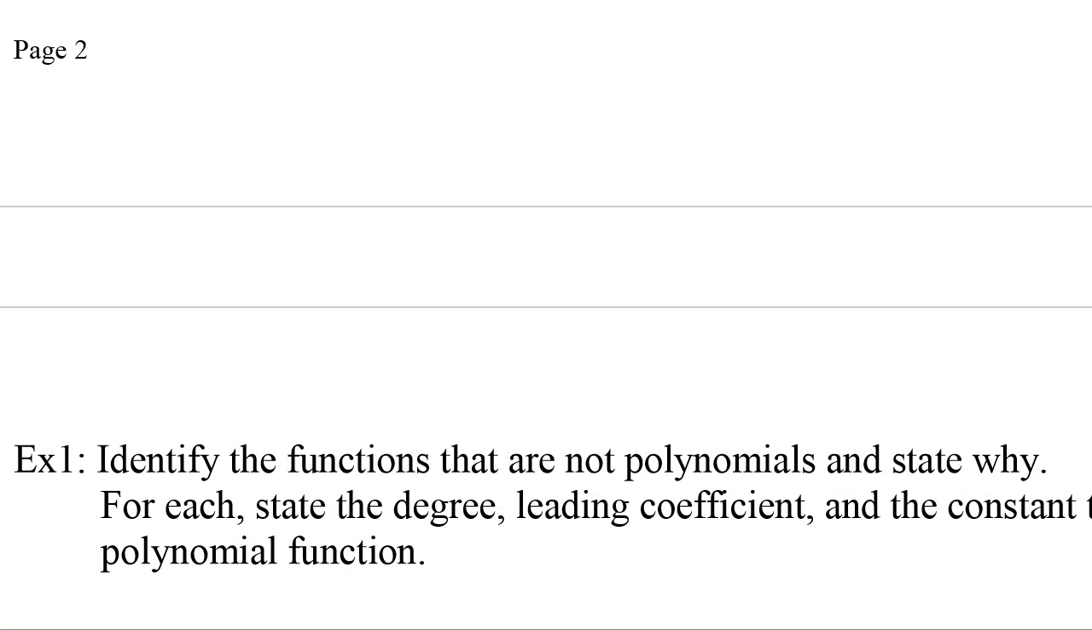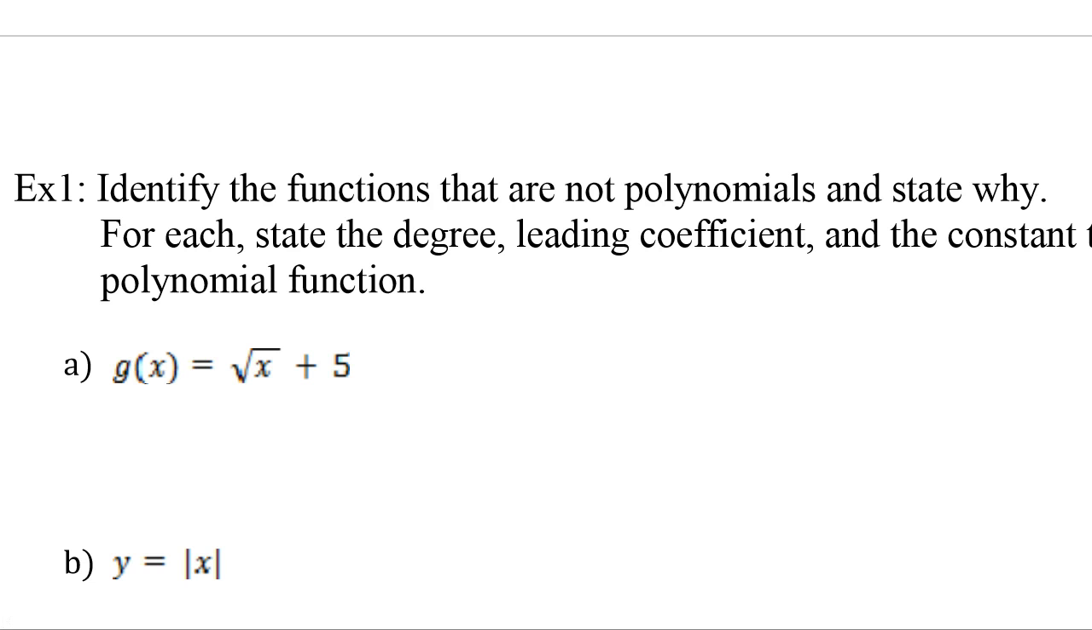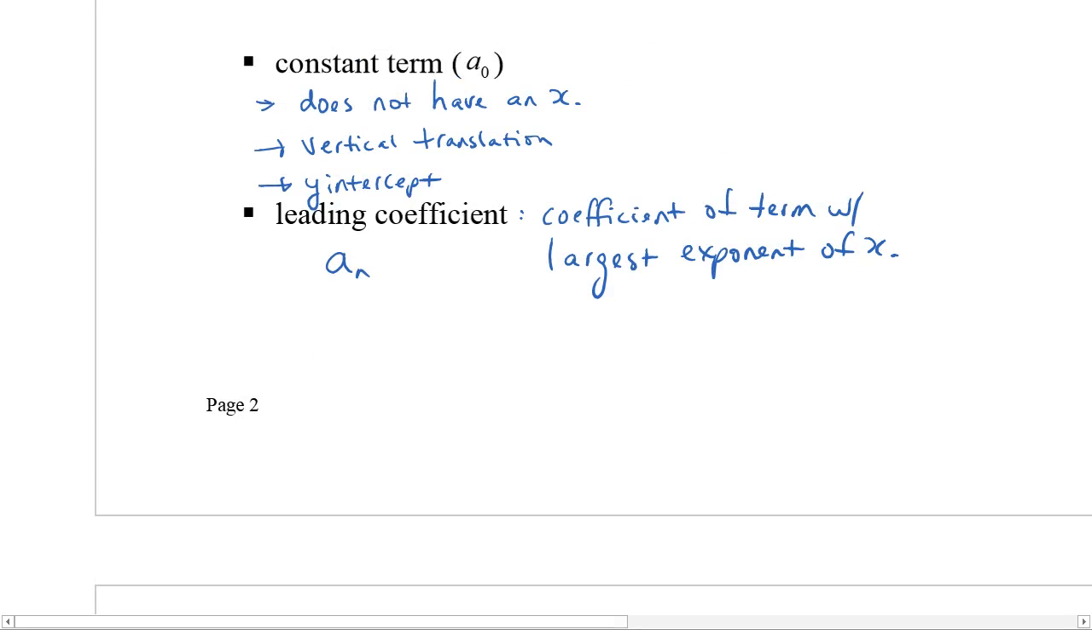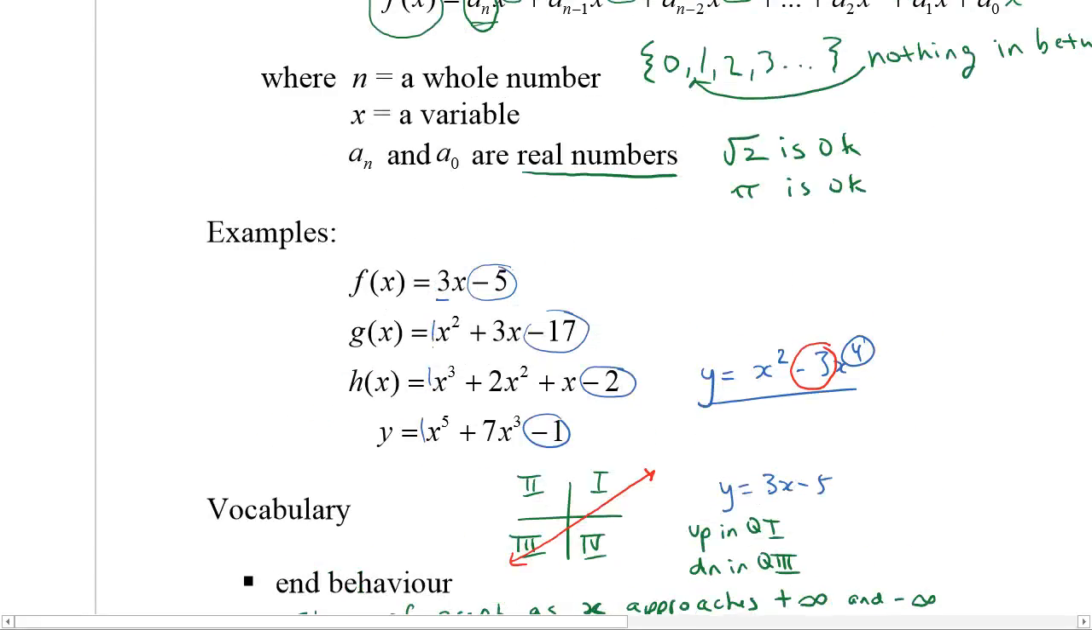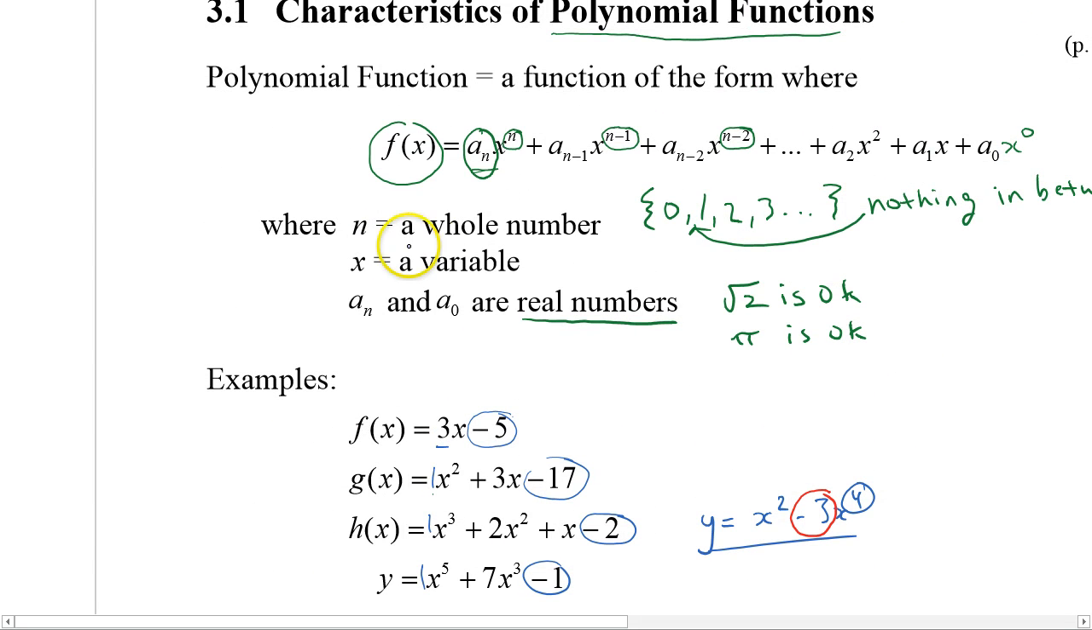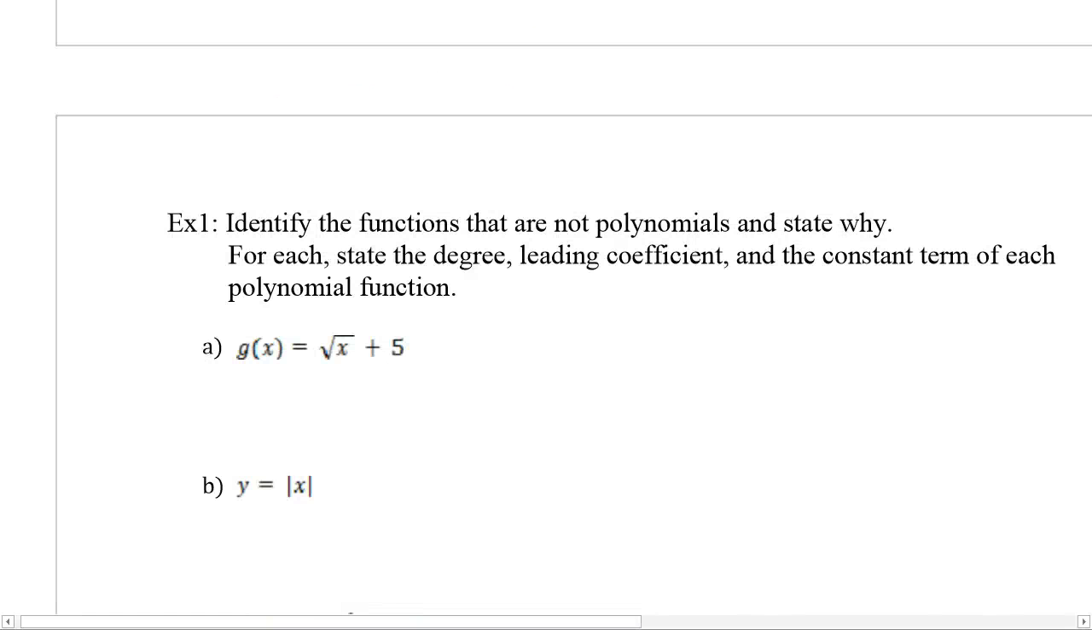All right. Moving on to the next page, it says here, identify the functions that are not polynomials and state why. Did we get a definition here? So here are the three things to watch out for. It says n needs to be a whole number, there needs to be a variable, and these coefficients need to be real numbers.